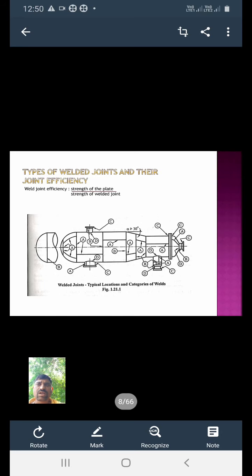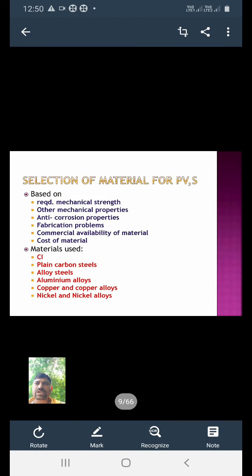Then next we will go on to selection of material for unfired pressure vessel. Okay, this is very important. This selection of material depends on the different operating conditions. Different operating conditions means what? There is high or low temperature, high pressure or low pressure. You have to check all these operating conditions.